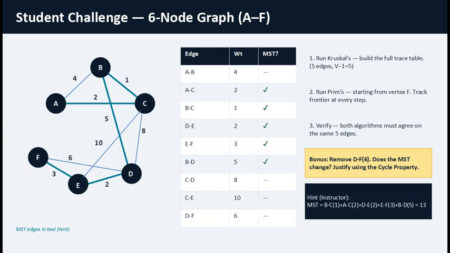As a bonus, consider what happens if you remove the DF edge. Does the MST change? And how does the cycle property explain your answer? The instructor hint tells you the MST totals 13, but try to work it out yourself first.